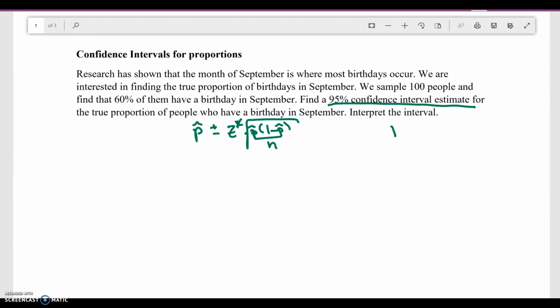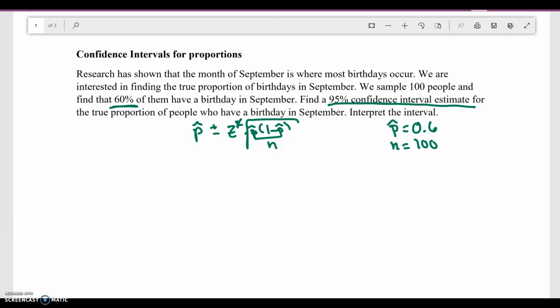So my p hat here is going to be the proportion of people who said that their birthday was in September. Now notice that I don't give you how many people said that their birthday was in September out of the total. I just gave you the percentage here. So this is just going to be 0.6. We know how many people were sampled, and that's n. In this case, it's 100.